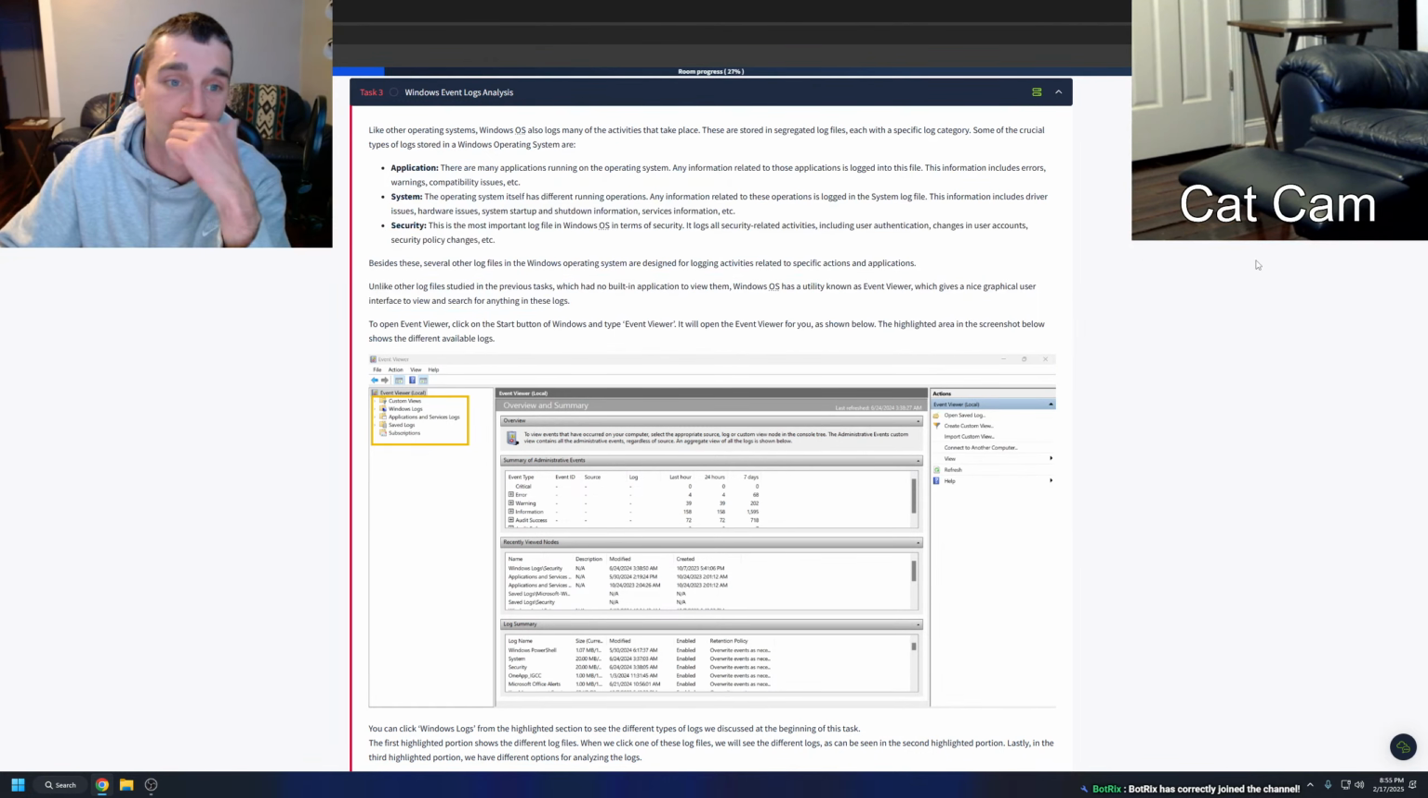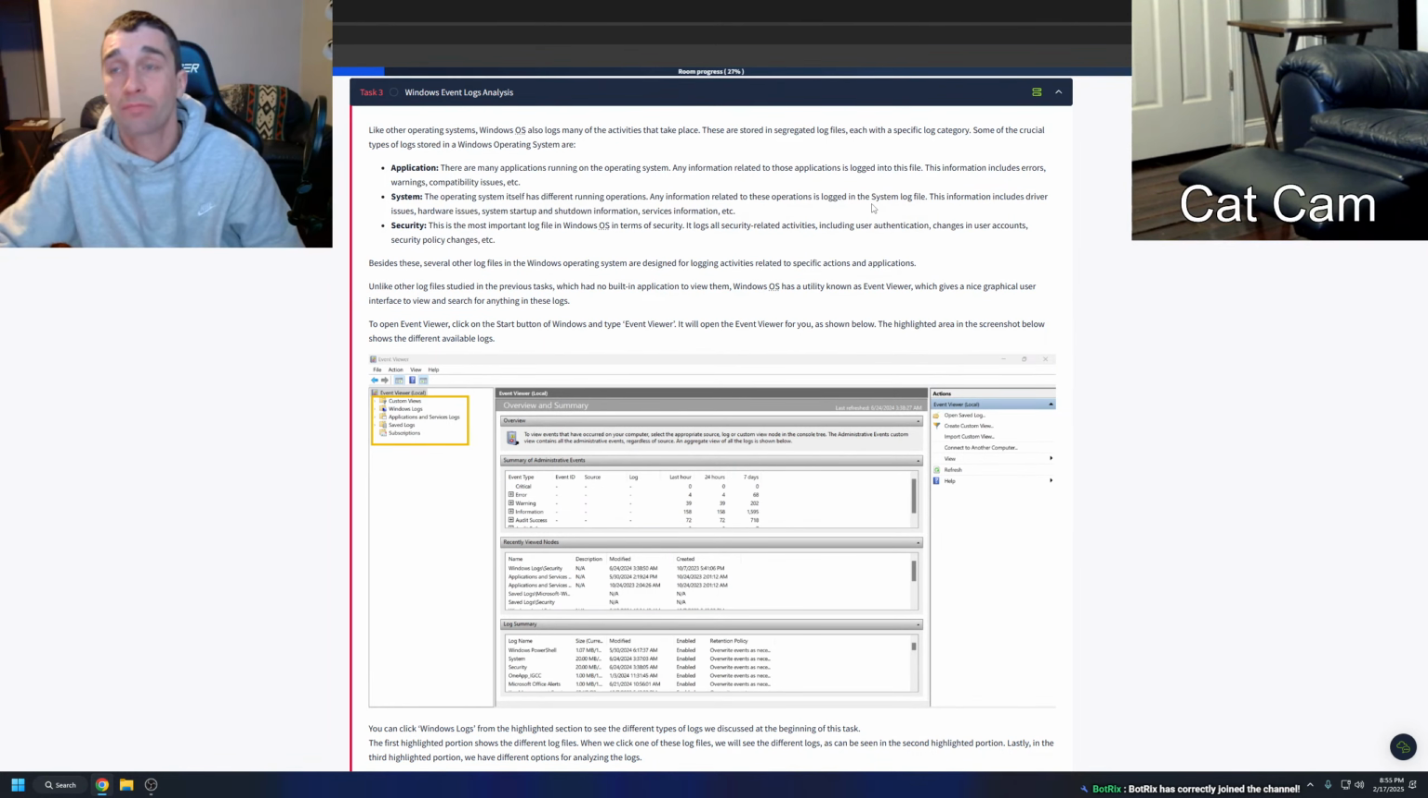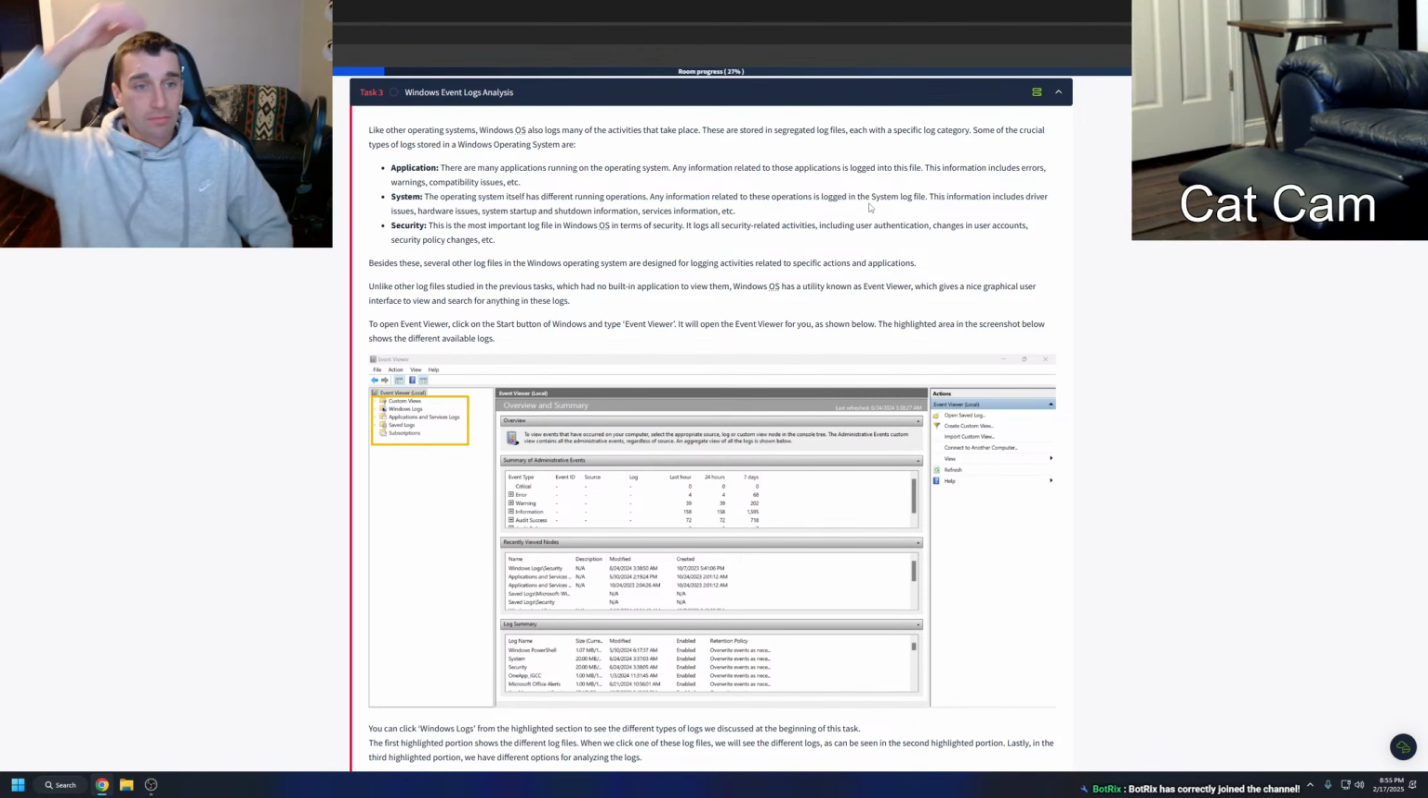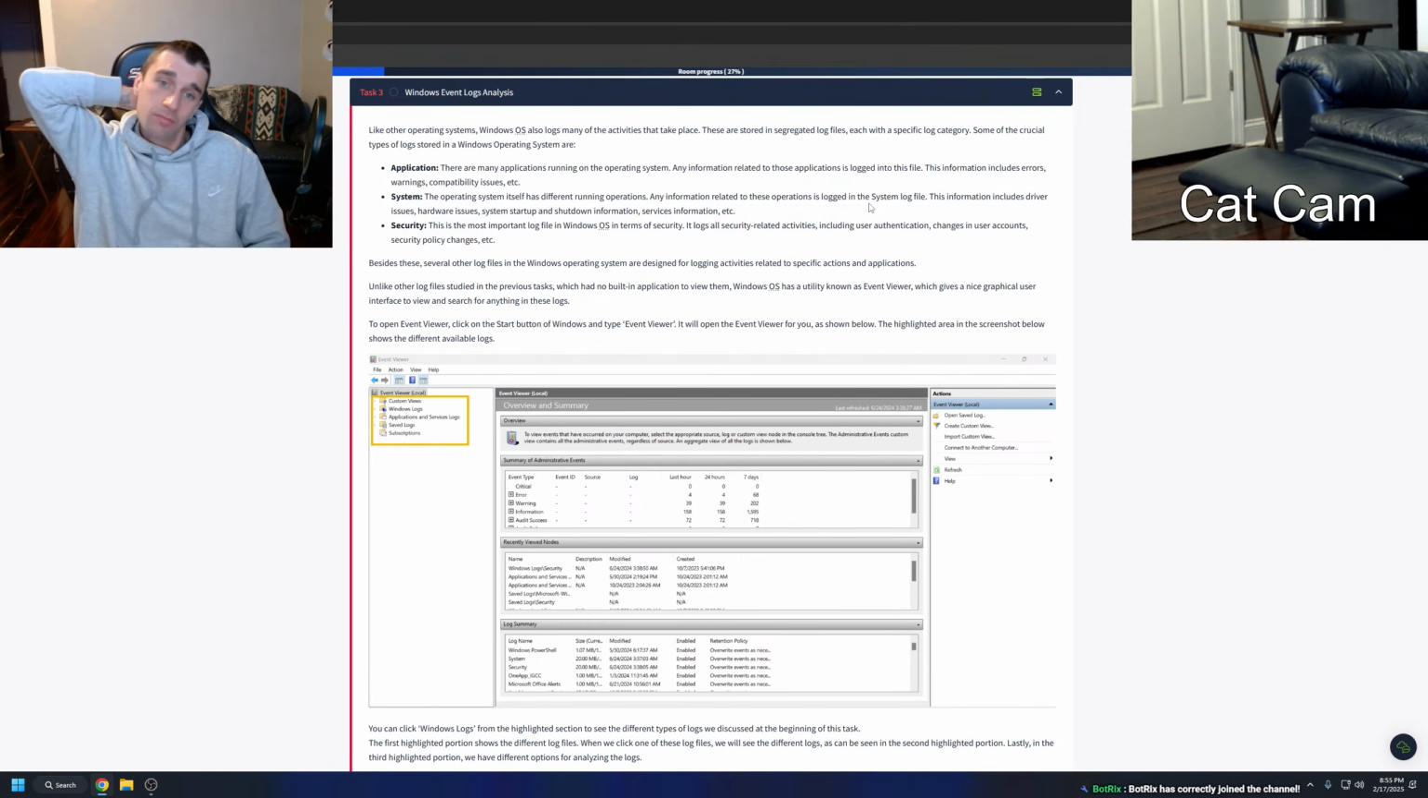Like other operating systems, Windows OS also logs many of the activities that take place. These are stored in segregated log files, each with a specific log category. Some of the crucial types of logs stored in a Windows operating system are application. There are many applications running on the operating system. Any information related to those applications is logged into this file. This information includes errors, warnings, compatibility issues, etc.